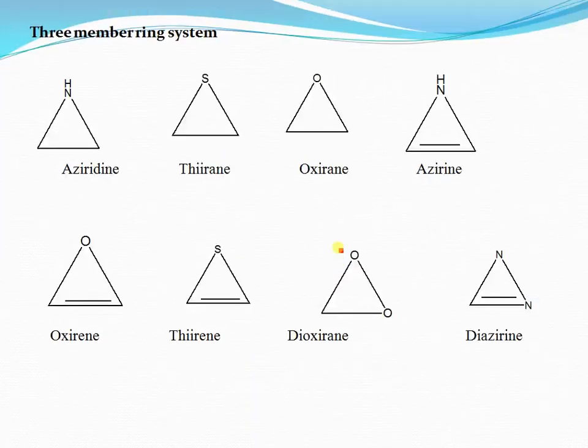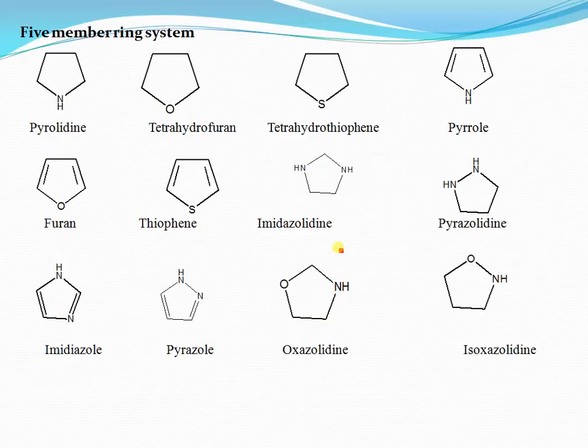Use this table for common names of heterocyclic compounds. This is pyrazolidine. Pyrazole, where is pyrazole? It is pyrazole 1,2. It is pyrazolidine, it is saturated. It is unsaturation.